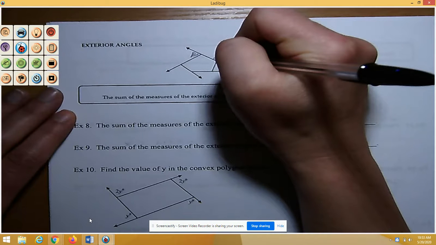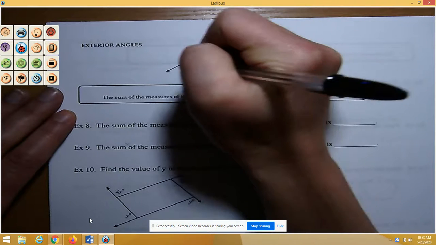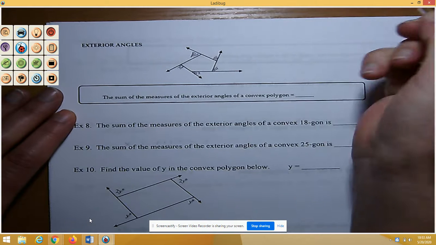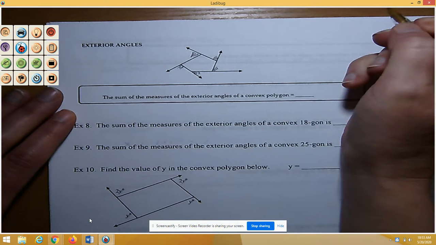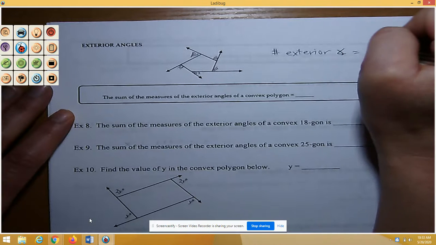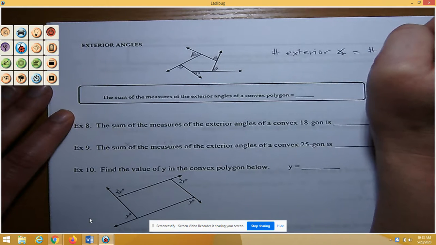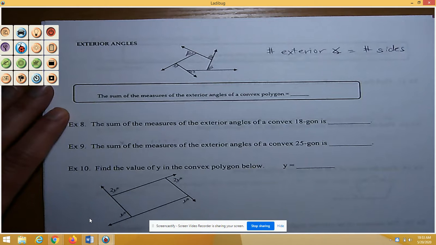Okay, and what I showed you here is a pentagon. So the number of exterior angles equals the number of sides. So if you have a 5-sided figure, you have 5 exterior angles. You also have 5 interior angles. That's always going to be the same.